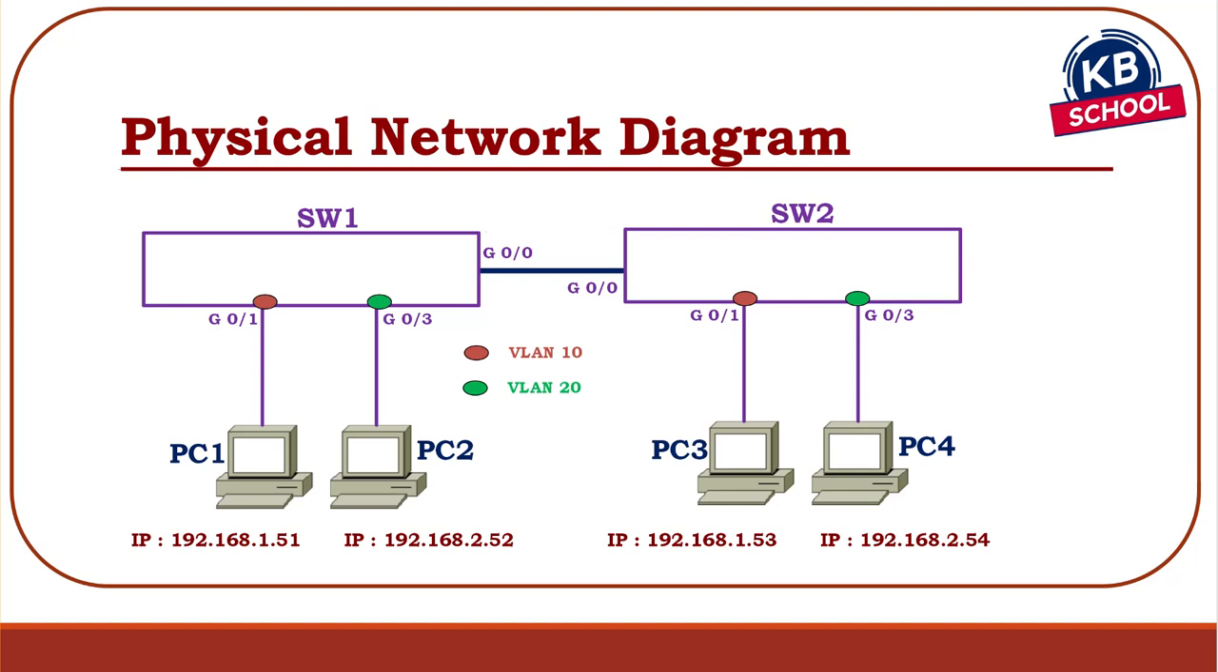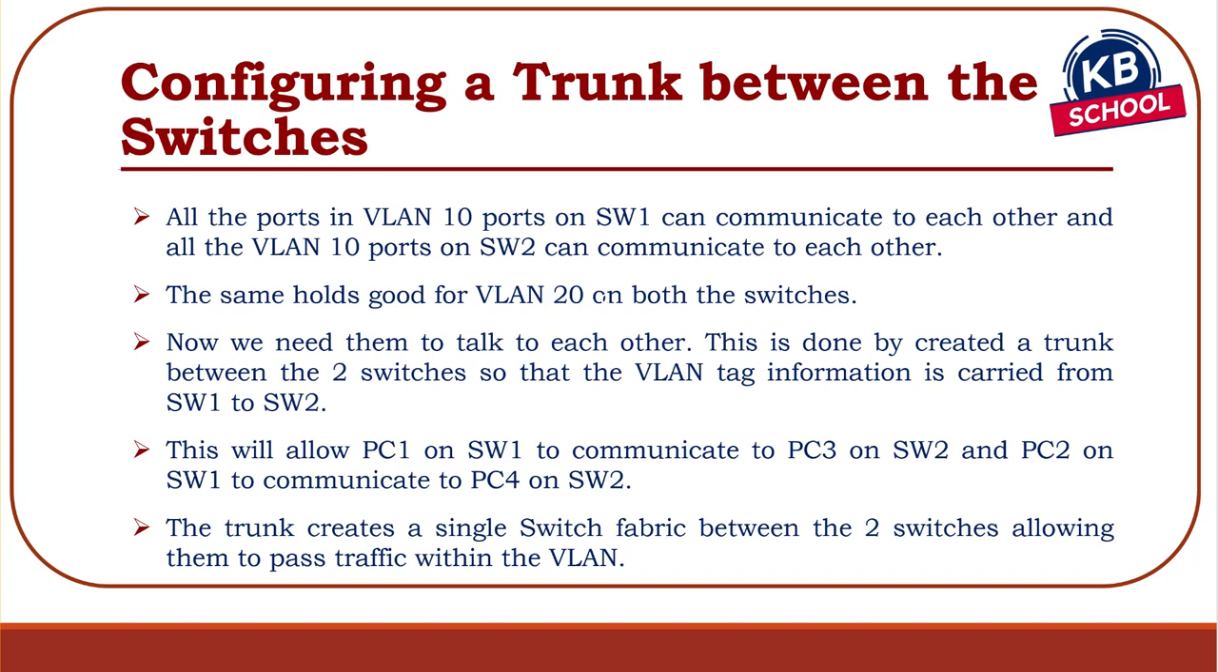So if you take a look at it, let's create the trunk. All the ports in VLAN 10 on switch 1 can communicate to each other. All the ports on VLAN 10 on switch 2 can communicate to each other. The same holds good for VLAN 20 on both switches. In my case, I don't have that. I just have one PC per switch.